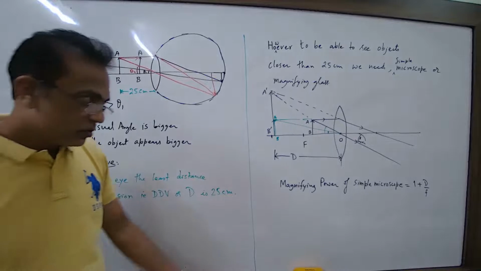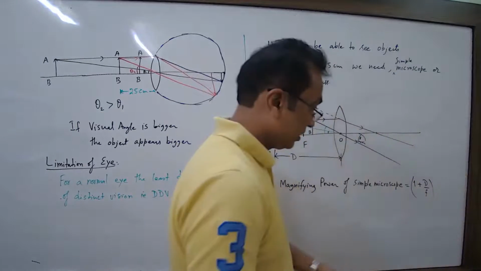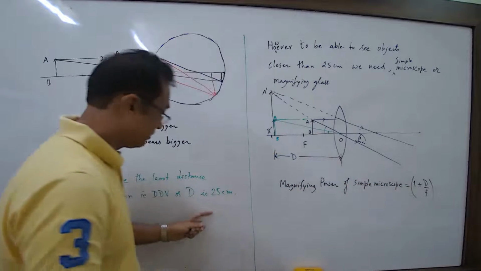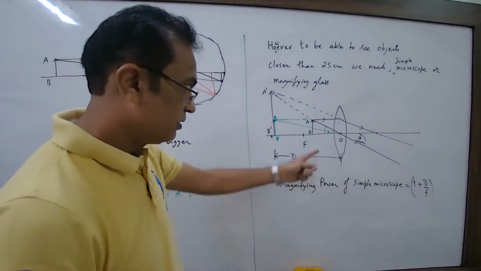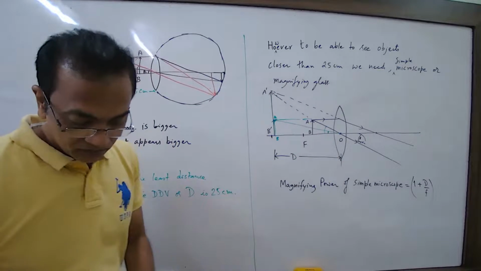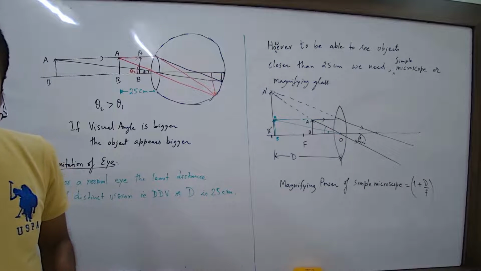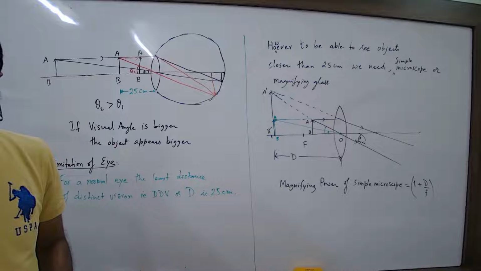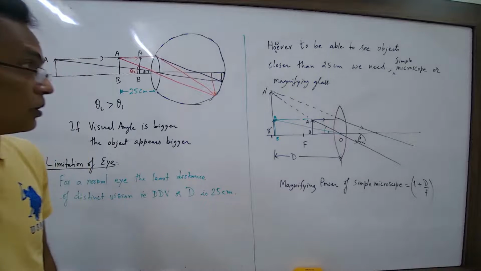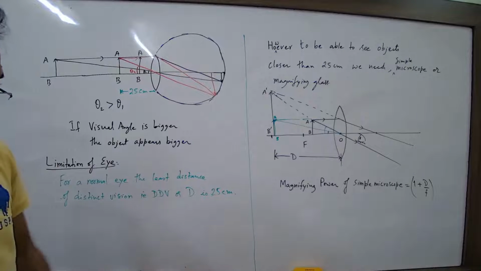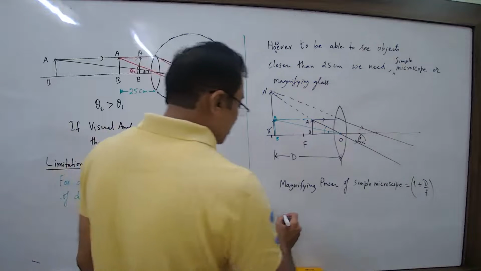Okay. So this is the formula you just remember. The derivation is in higher standard. Okay. What is D? D is 25, the least distance of distinct vision. F is the focal length of the lens. Is that clear? Okay, that's it. So magnifying power of a simple microscope is defined like this, and then there is something called magnification.